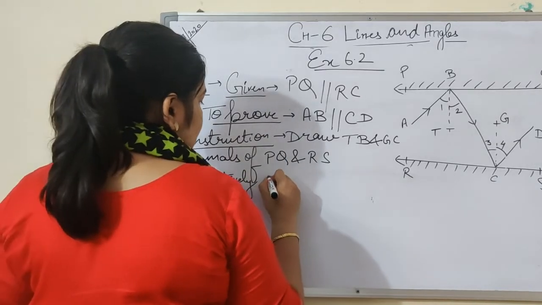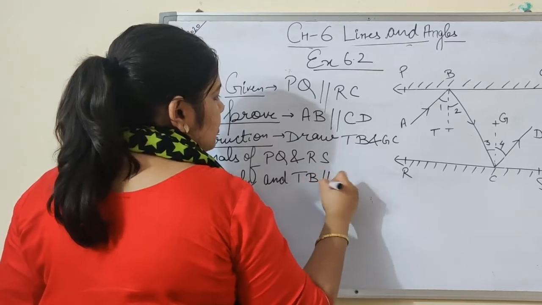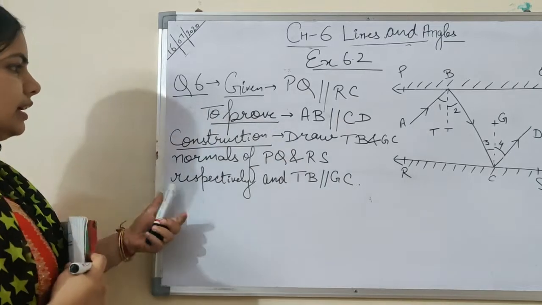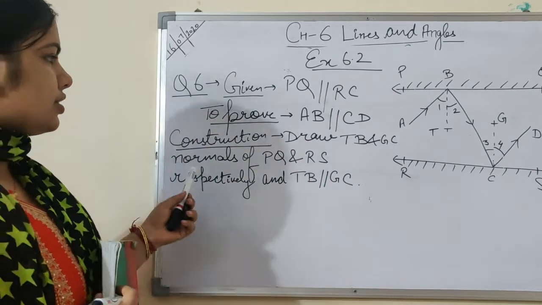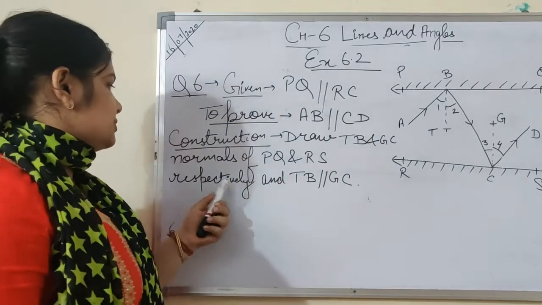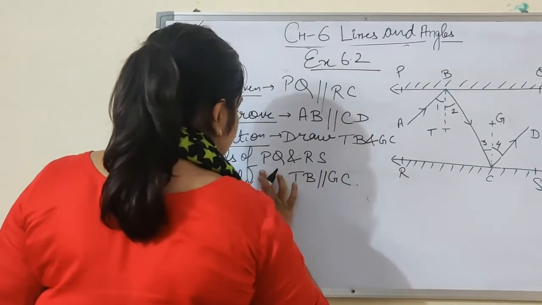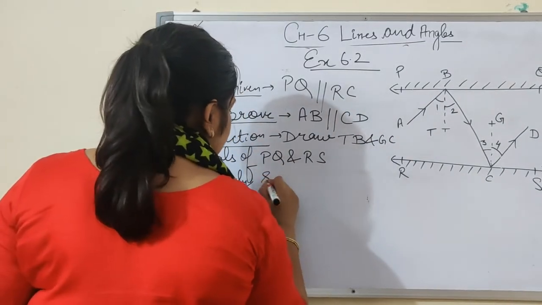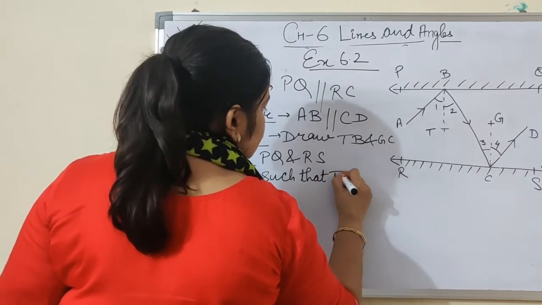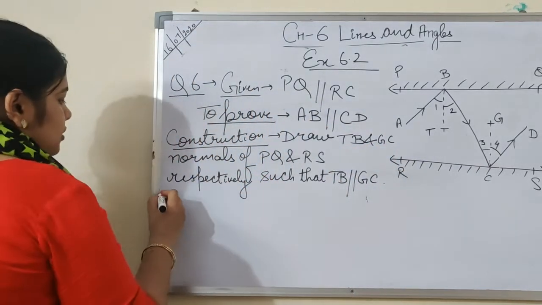Okay, and TB parallel to GC. Is this clear? I have taken this as construction that we have to draw TB and GC normals of PQ and RS respectively, and TB is parallel. Okay, you can write it here that such that TB is parallel to GC. Is this clear?